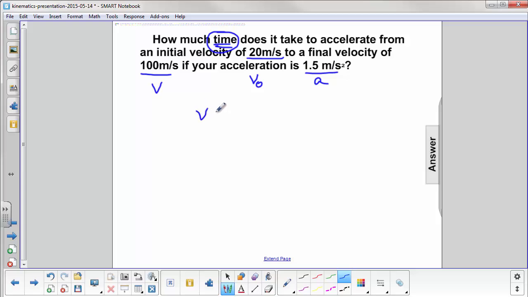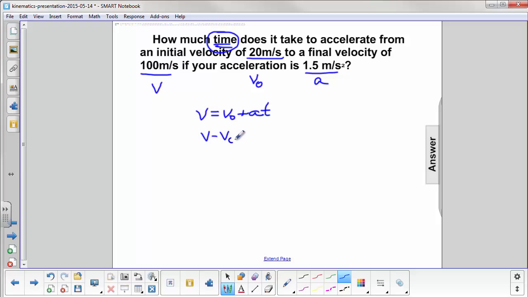Once again, we start with kinematics equation number 1, and we want to find time. Now some students will go ahead and just plug the numbers in, solve it, and see what answer they get. That's not the best way to do the problem. We're going to solve it algebraically first. We want to isolate time.